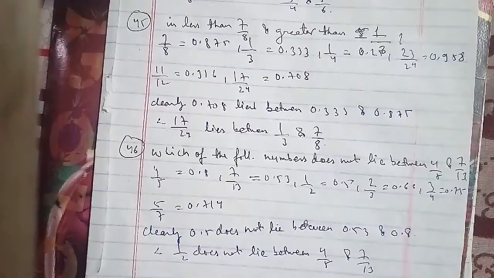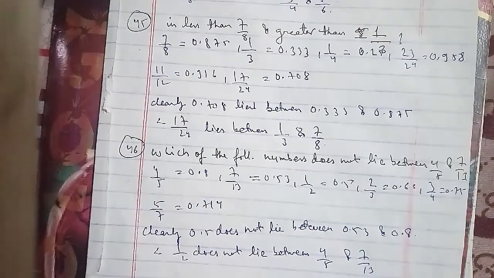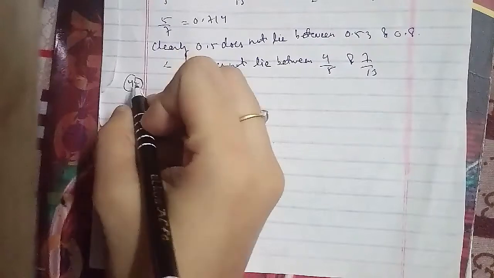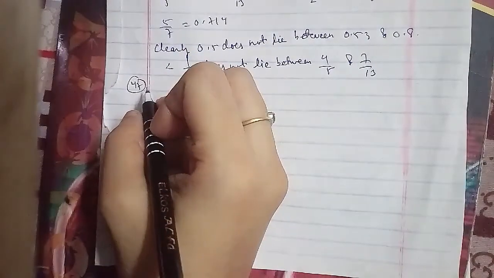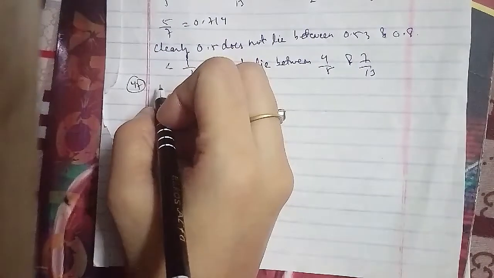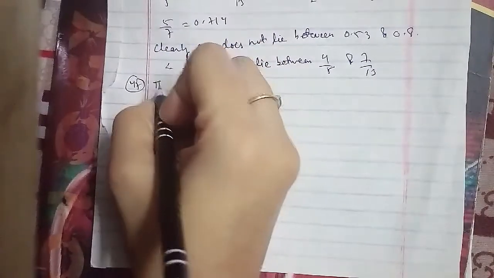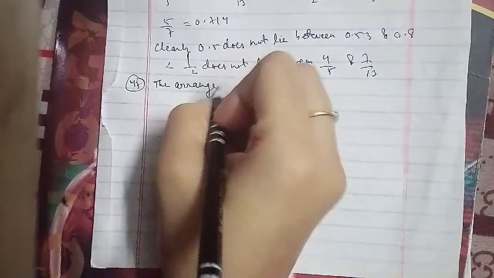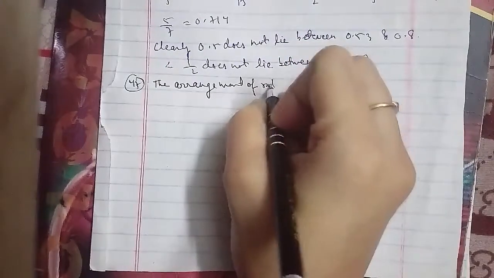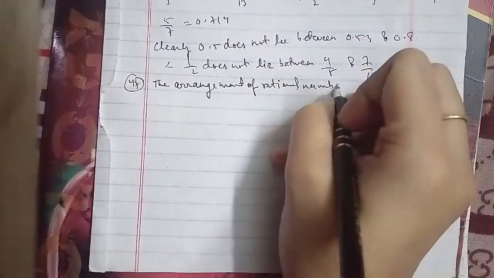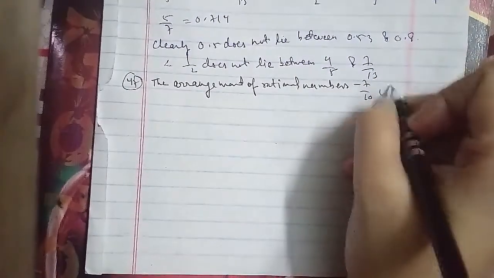We will go ahead with another one, the 47th question of the session, which is the arrangement of rational numbers. Arrange the rational numbers minus 7/10, 5/-8, and 2/-3 in ascending order. So we'll have to solve it out.